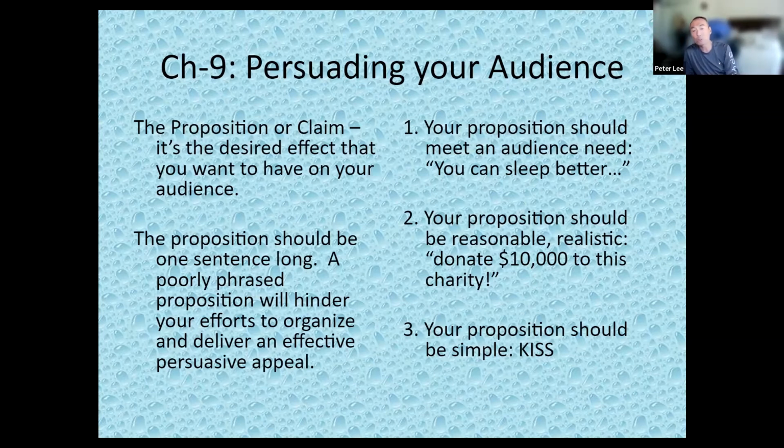And point number three is your proposition should be nice and simple. Remember, KISS, keep it simple and short. So outline should be simple and short. And remember that your proposition, your thesis statement, purpose and topic, nice and simple. That's it. Don't put any other words in there. You're just making it harder to understand.